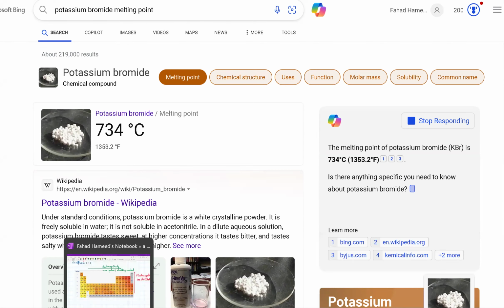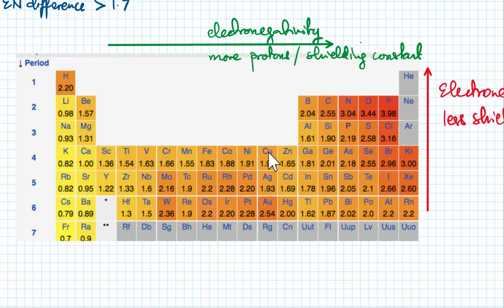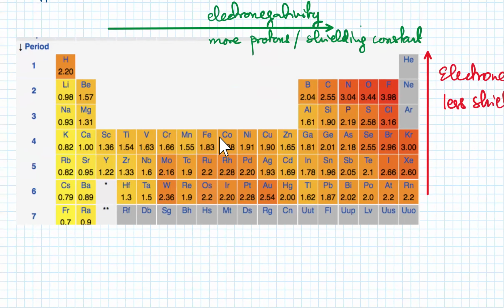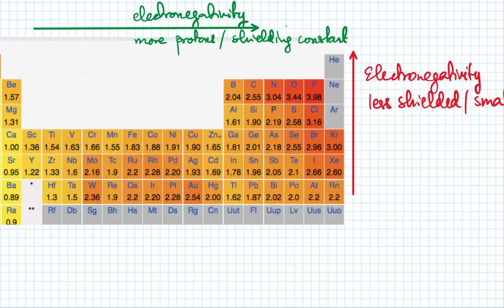But if the difference in electronegativity is less, like aluminium chloride, aluminium is 1.61 and Cl is 3.16. So what's the difference in the electronegativity? That's kind of low. It's less than 1.7. The difference is 1.55, so that's less than 1.7. That means they will not be able to form ions. With aluminium chloride the difference is not that large.